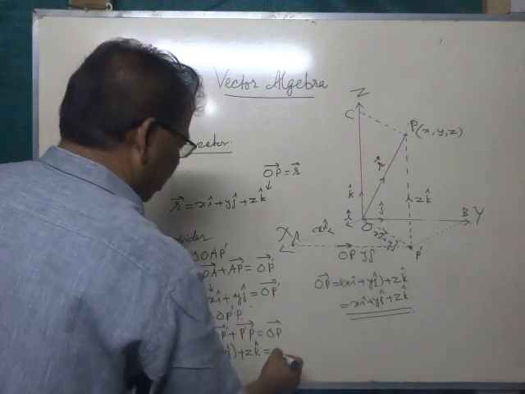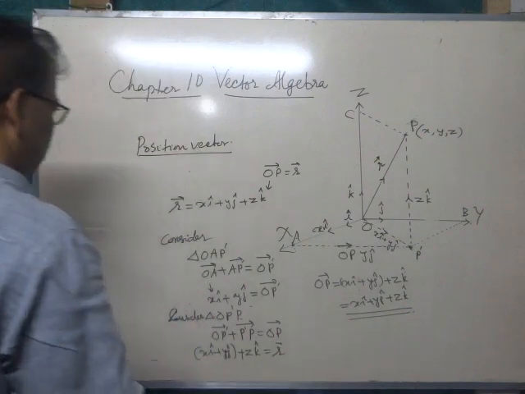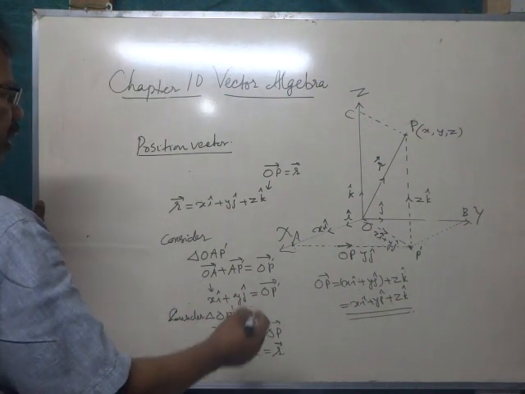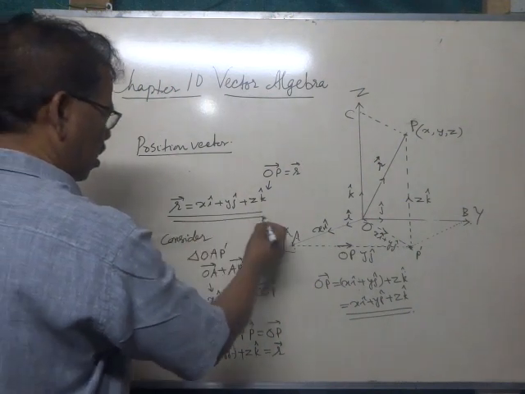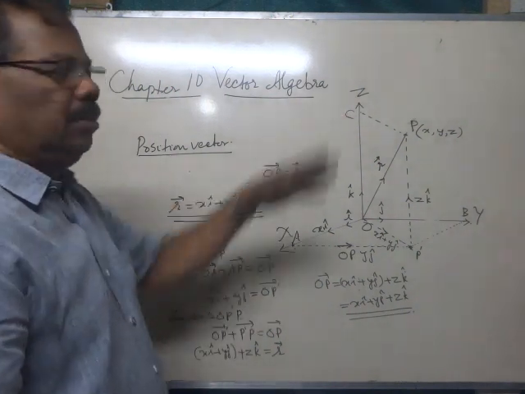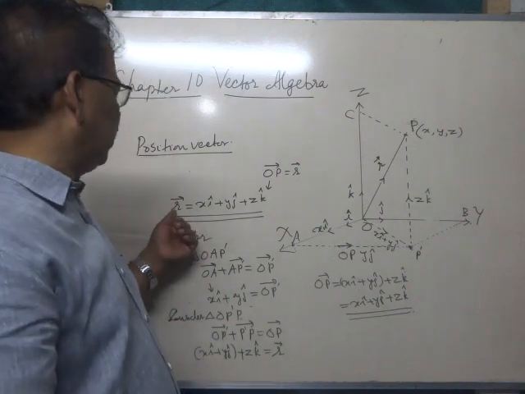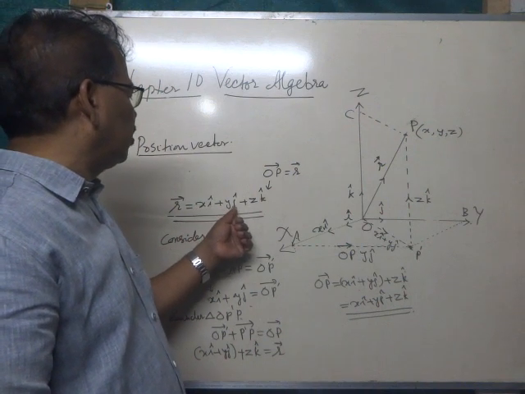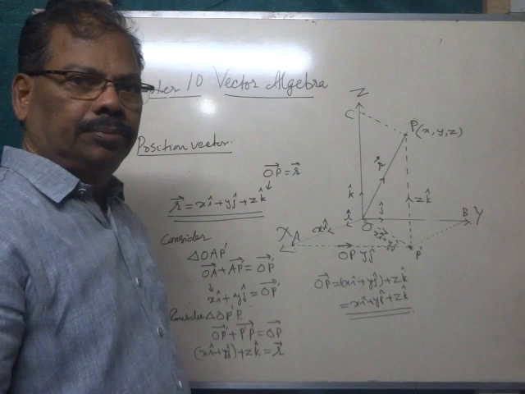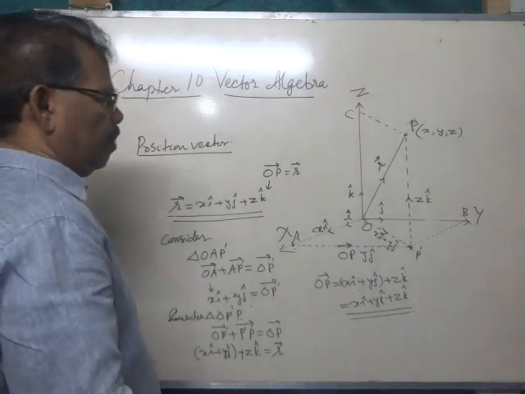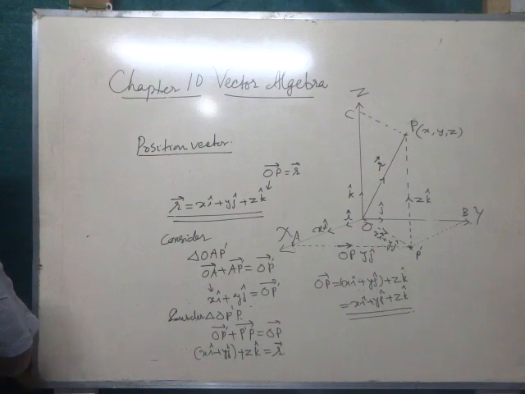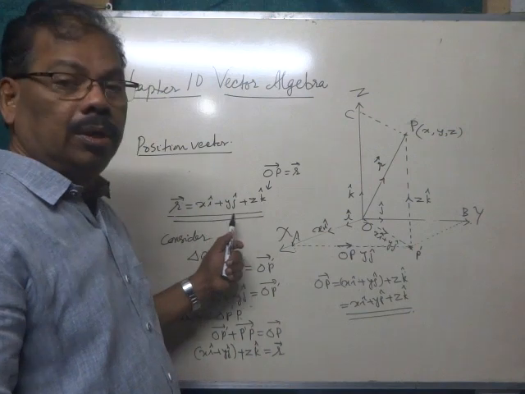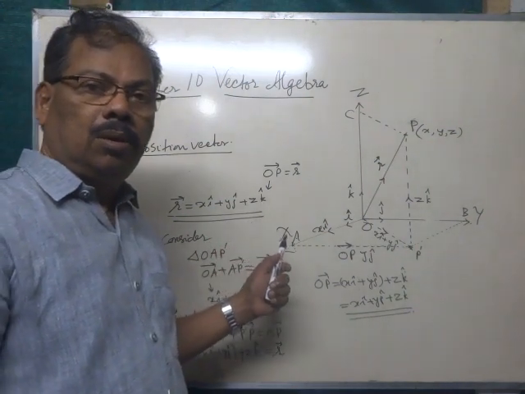Vector OP is represented by vector r. Note, it is vector r, not r cap. Therefore, we can write position vector of P, which is normally represented by the vector r, is equal to x i cap plus y j cap plus z k cap. Here we arrived at this conclusion using triangle law of addition of vectors.